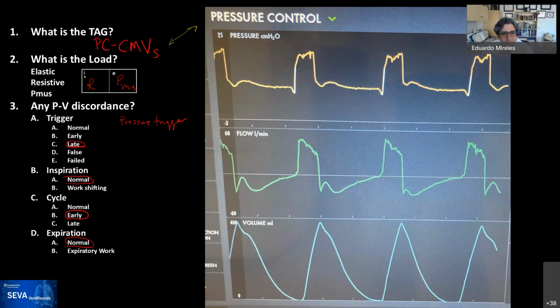In terms of what is the load, so during inspiration, imagine, Michael, right now, that this patient is taking a breath, right? So I'm going to draw the PMOS for him.